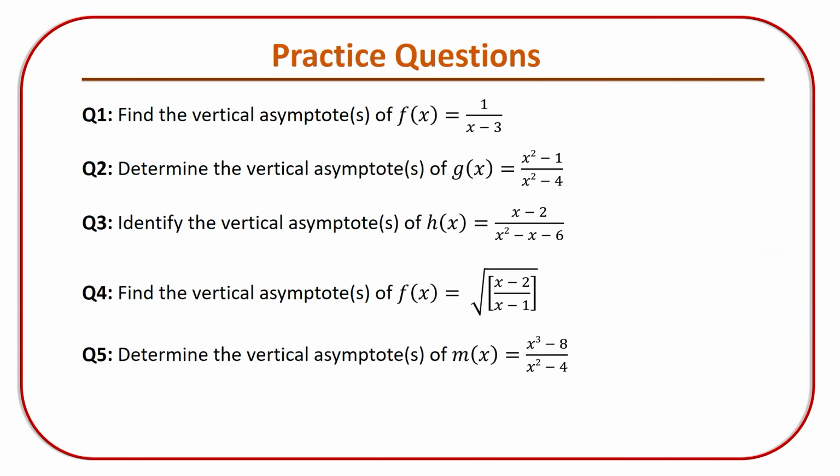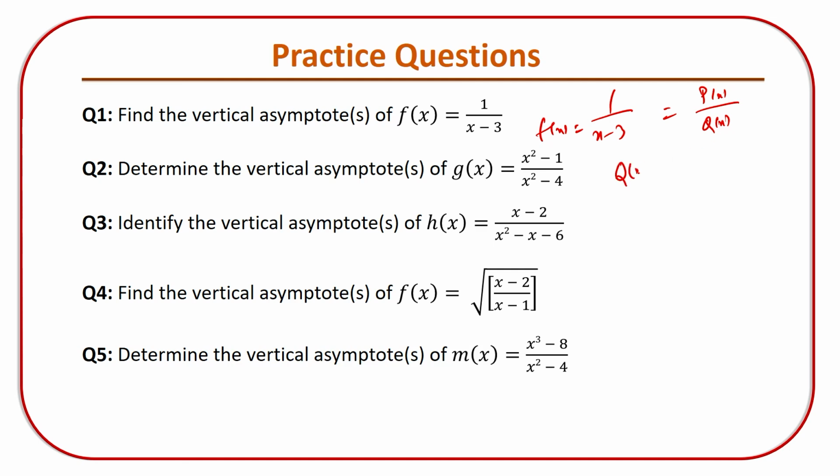Here are some practice questions for you. Let me solve some of them, and then I will give the rest to you as an assignment. The first one is 1 by x minus 3. So f(x) is given here, right? And this f(x) is a rational function in terms of p(x) and q(x).